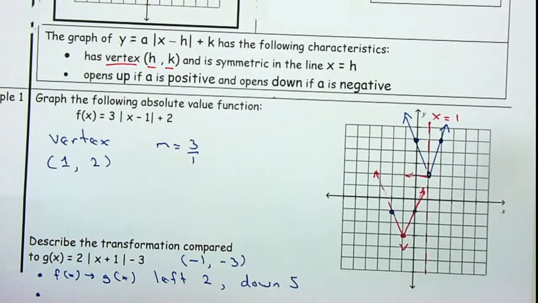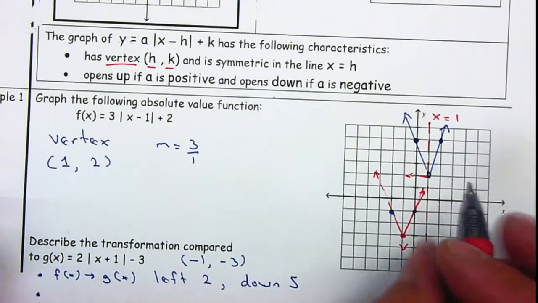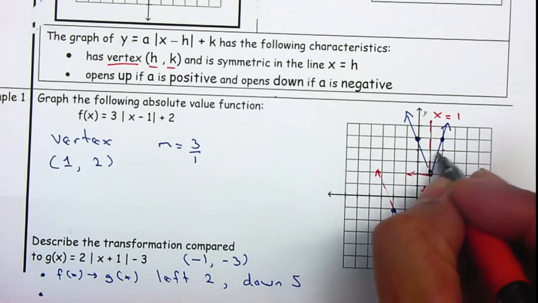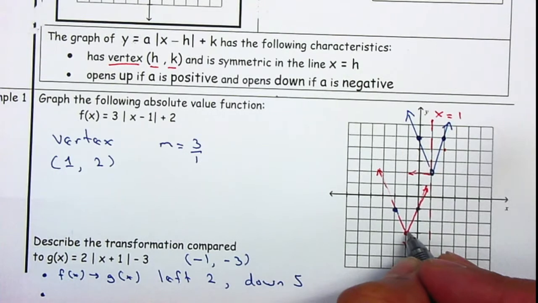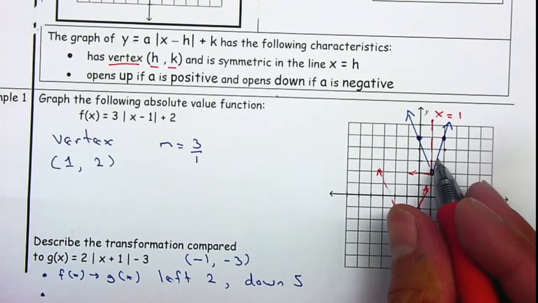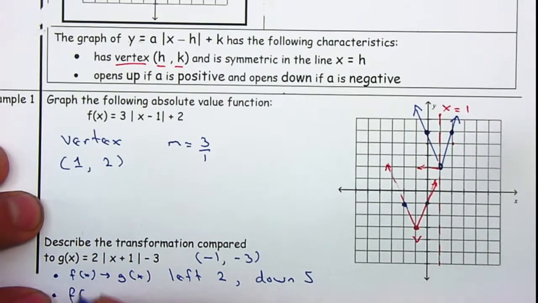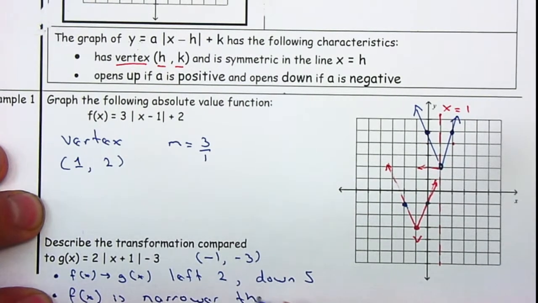So we need to decide which one's narrow and which one's wider. Now, if you're not sure, we can also do the 2 over 1 here. If you notice, if we had done 2 over 1, the red one, g of x, is wider than f of x. Or we can say that f of x is narrower than g of x.